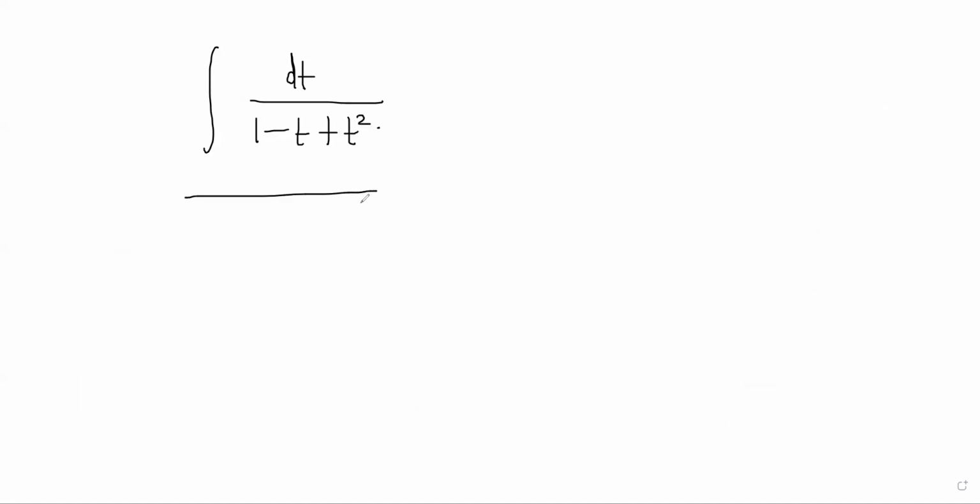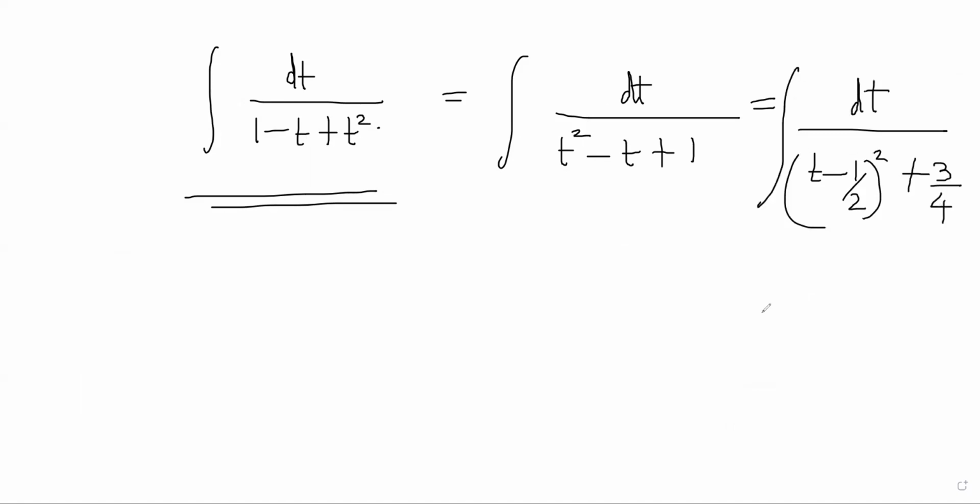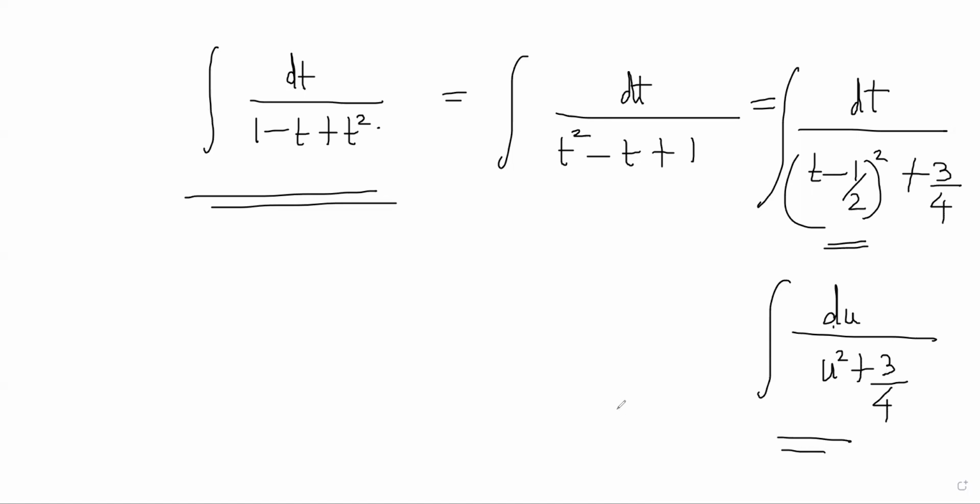This is a standard integral. Again, you need to know how to do these things. You have to complete the square. This becomes t minus half whole square plus 3 by 4. t minus half can be taken as u. The dt is same as du. You get du by u square plus 3 by 4. I hope you know how to do this. Tan inverse u divided by root 3 by 2.